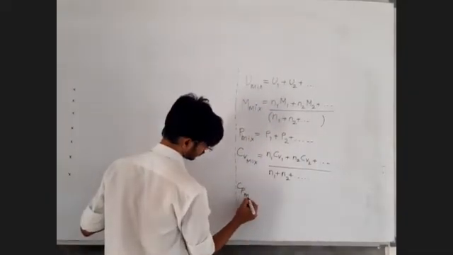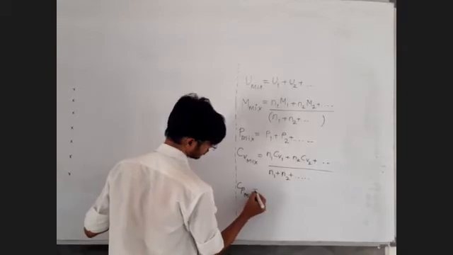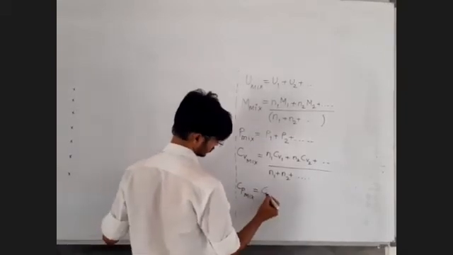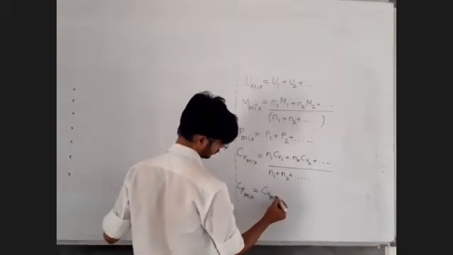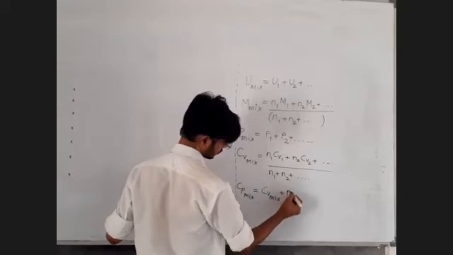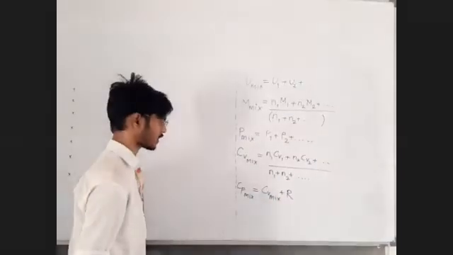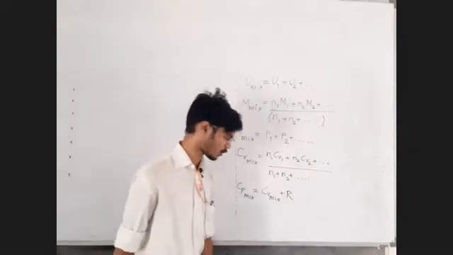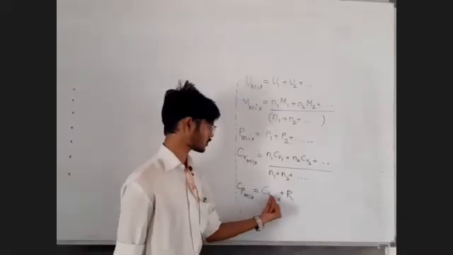CP of mixture, very simple thing. CP is equal to CV plus R. So sir, we shall write CV of mixture plus R, because CP is equal to CV plus R, or CP minus CV is equal to R. So CP is equal to CV plus R.